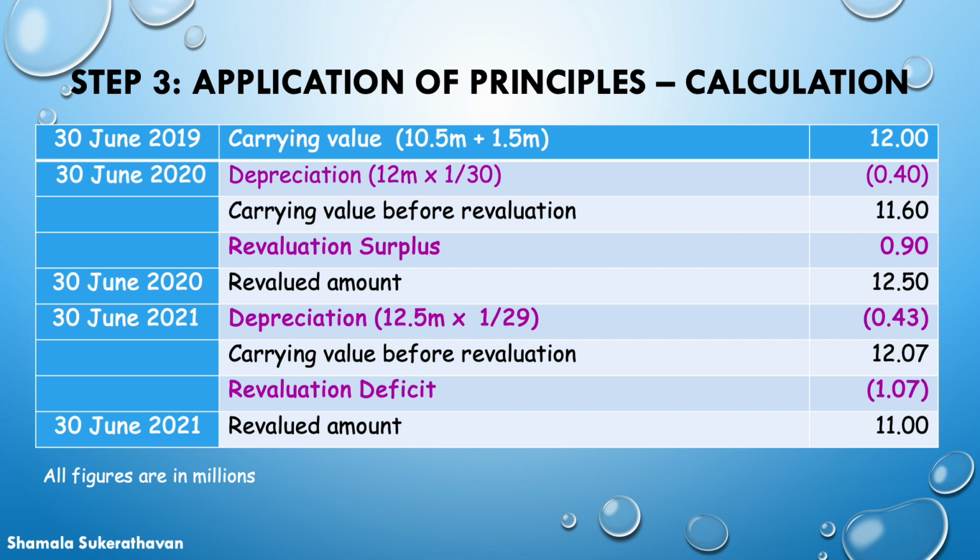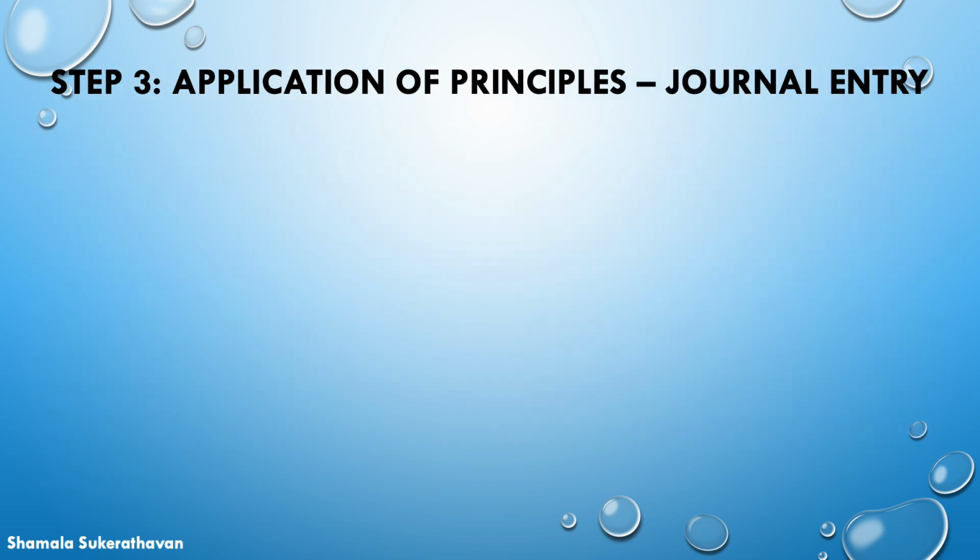4. The revaluation deficit of 1.07 million from the revaluation on 30th June 2021 should be recognized as an expense immediately in the profit or loss. However, as there was a previous surplus of 0.9 million recognized and held in the revaluation reserve relating to the building, to the extent the offset is made, the deficit of 0.9 million should be recognized in other comprehensive income, with the excess of 0.17 million recognized as an expense in the profit or loss.